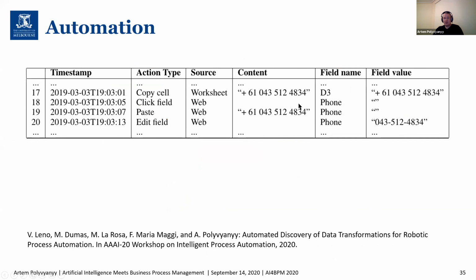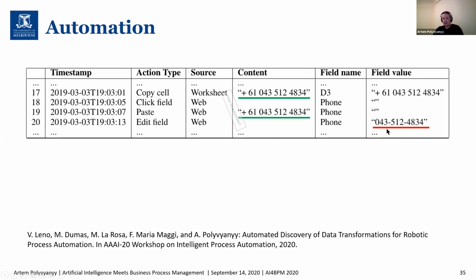So then we also need to automate a lot of data transformation. For example, this is a snippet of the UI log I showed you several slides before. Here you see that we manipulate the phone number. We copy it, we paste it, and then we edit it already in the web form. We edit it and remove the country code. We replace space characters with dashes, with minus characters, etc.